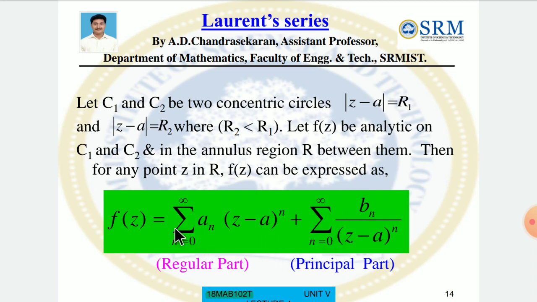So a function f of z that is analytic in between the two circles C1 and C2 will generate two terms. One is positive powers of z minus a, that is inside the bigger circle C1, and the negative powers of z minus a, that is with the help of the smaller circle C2. So this regular part comes from the inside circle, and this principal part from outside the circle. Okay.